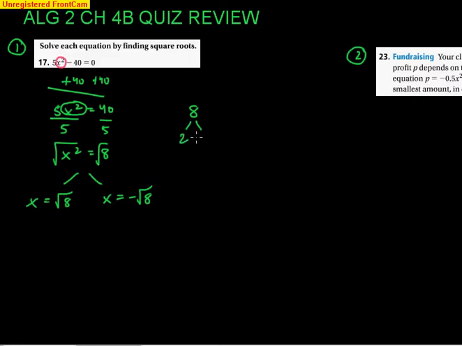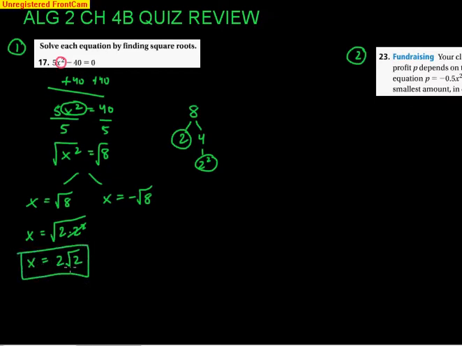8 can be broken into 2 and 4. 4 is a perfect square, 2 squared. 2 cannot be broken down, so I need to rewrite it. I need to circle it and include it in my square root. So we have x is the square root of 2 times 2 squared. Anything squared comes out, so 2 comes out, the 2 squared disappears, but this 2, since it is not squared, stays inside the radical. And there is one answer, positive 2 radical 2. The other answer is then going to be negative 2 radical 2. And there's your two answers, positive and negative. Be careful simplifying those square roots.